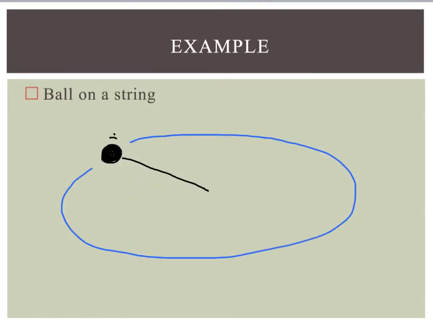Looking at our ball on a string again, I want to remind you the acceleration is directed towards the center, and now our net force is directed towards the center as well. So without that net force, our object would not have this acceleration. That's why they're directed in the same direction.